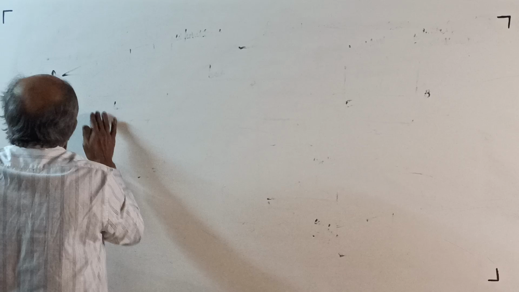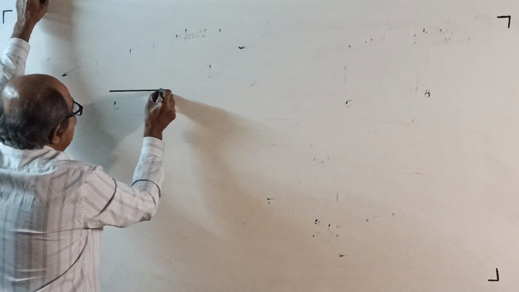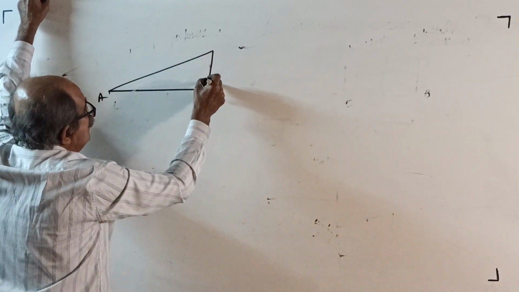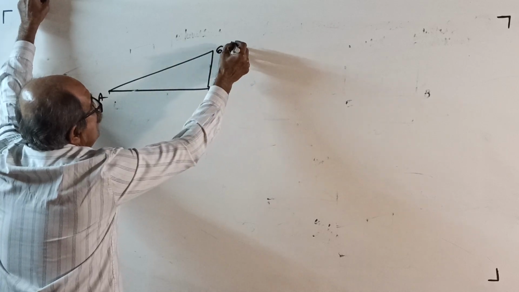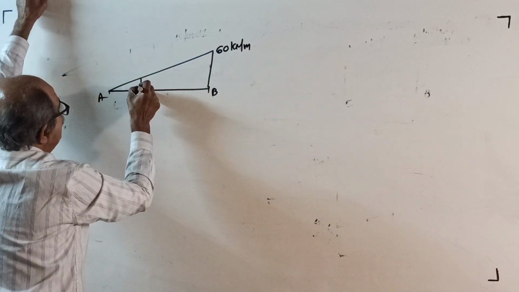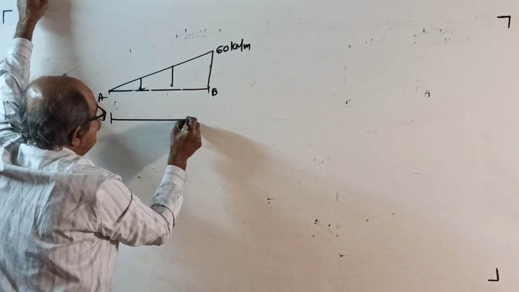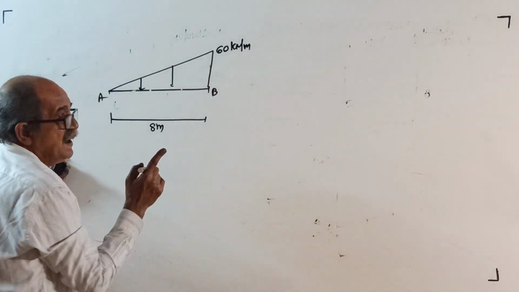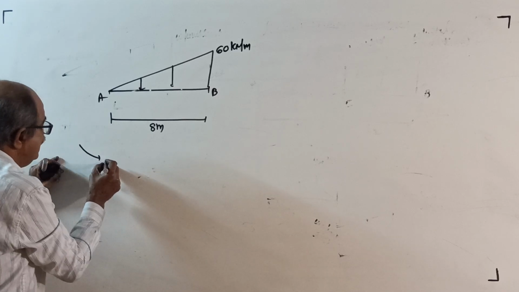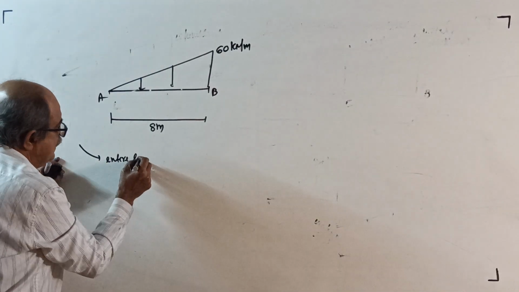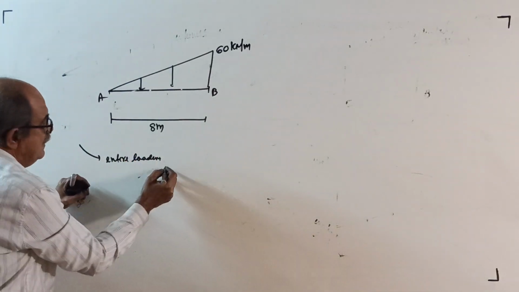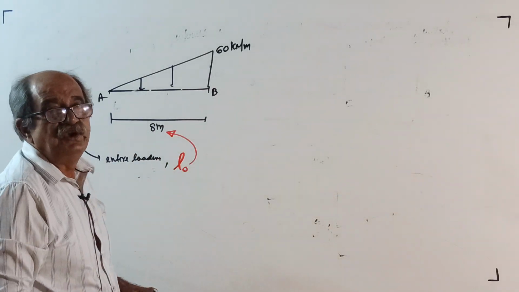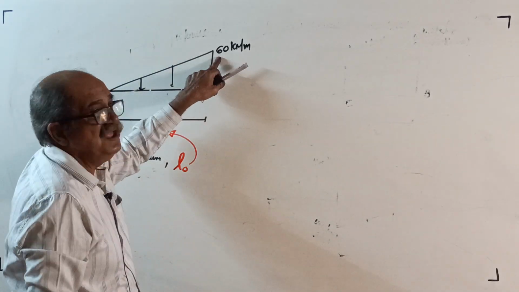Consider a member AB, A to B, this way, 0 to 60 kilonewton per meter. This is the load. Loaded length is, say for example, 8 meter. Right now, first, I am dictating, in case you consider the entire loading, then your loaded length considered L0 will become equal to 8 meter. You get a triangle from 0 to 60 kN per meter.